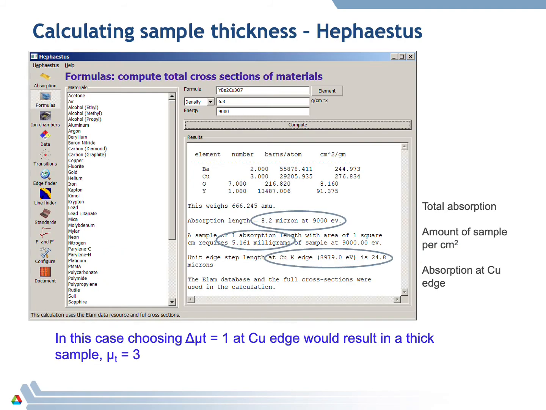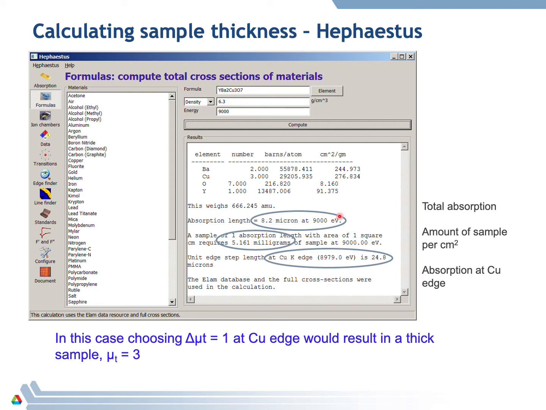So coming back to the sample thickness, again, this XAFS program is nice for calculating the thickness of the samples that you need. This shows an example for a YBCO superconductor. This is the formula and density. And so if we're interested in measuring a copper edge in this superconductor at 9 keV, we can use the program to calculate how thick the sample has to be for one absorption length. It turns out to be 8.2 microns.